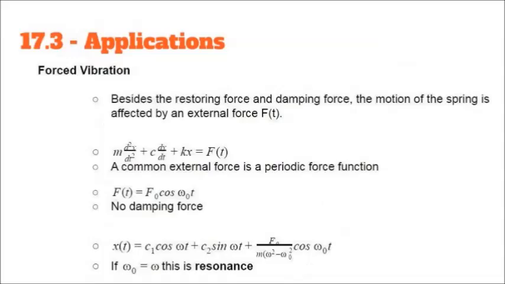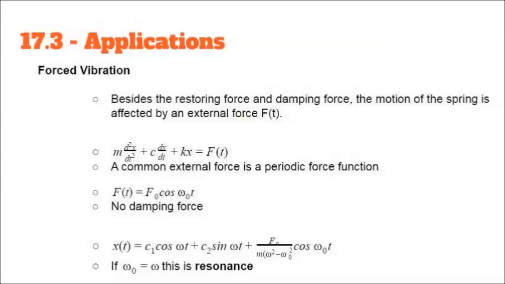Forced vibrations. Besides the restoring force and the damping force, the motion of the spring is affected by an external force, F of t. m d²x over dt² plus c dx over dt plus kx is equal to F of t. A common external force is a periodic force function. F of t is equal to f naught cosine omega naught t, with no damping force.